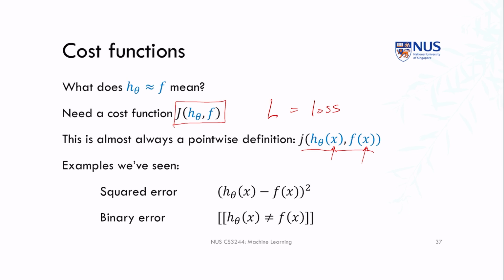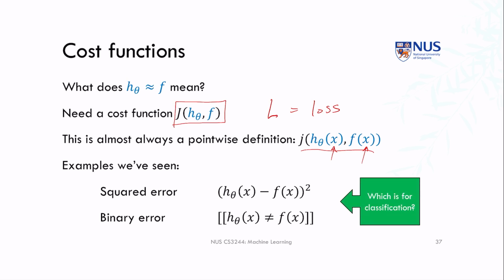So we've seen some examples. We've seen squared error, which penalizes distances, as well as binary error. This is the case for all of the categorical things that we've gone through in this lecture. Squared error, we're going to see a little bit more when we get to linear classification and regression next week.